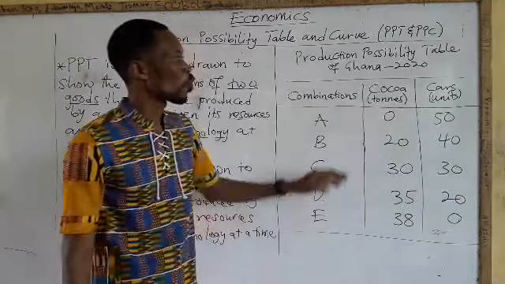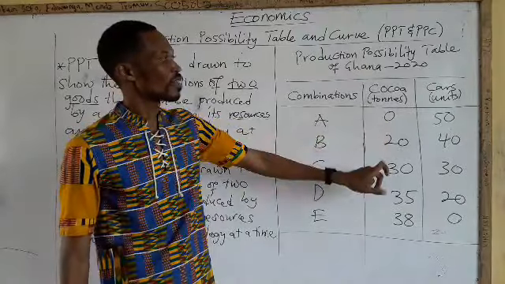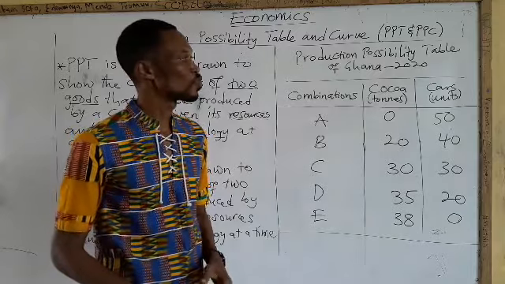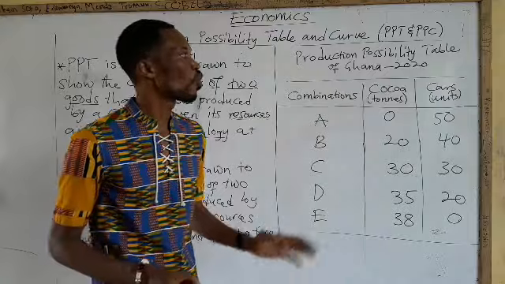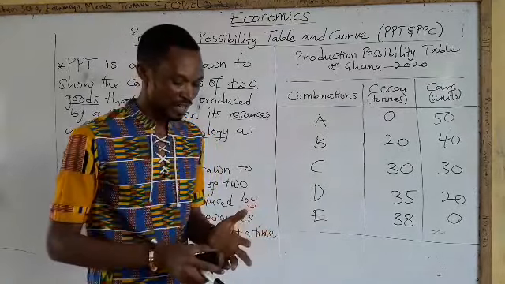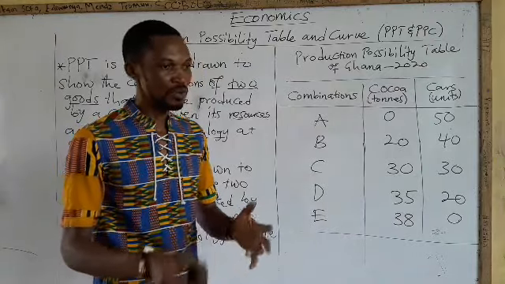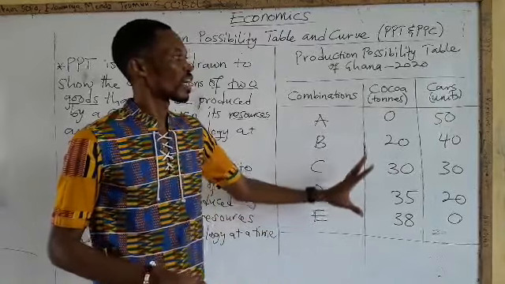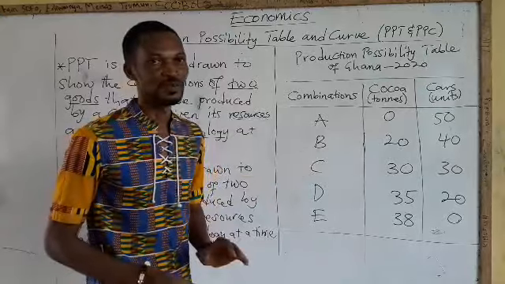The country makes that choice. The output of cocoa, or the production of cocoa, will stand at 0 tons, whilst cars will be 50. The implication is that the country is using all its resources to produce only cars. That means that the resources the country has, and the technology the country has, are both channeled into the production of only cars. That is what combination A is telling you.